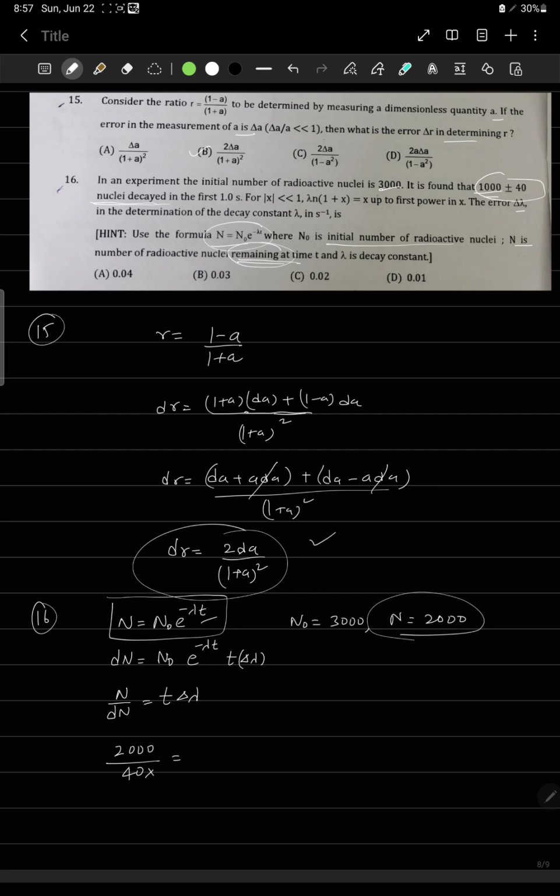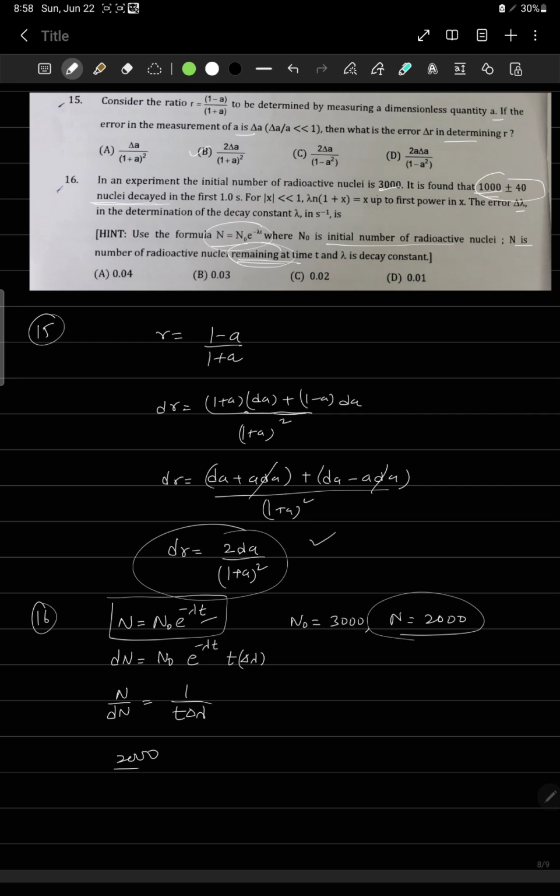T we will put here. What is time here? Time is 1 second, delta lambda. Let's see, do we get the answer? Wait. Sorry, I made a mistake here. Division is wrong. N by dn, the right hand side will be having 1 by t delta lambda, right? Okay, so should we get the answer?